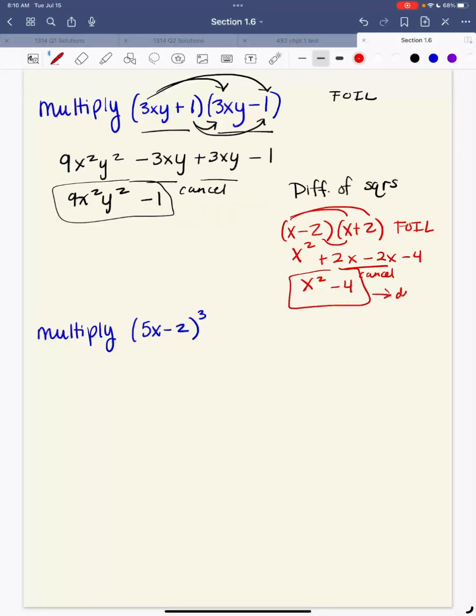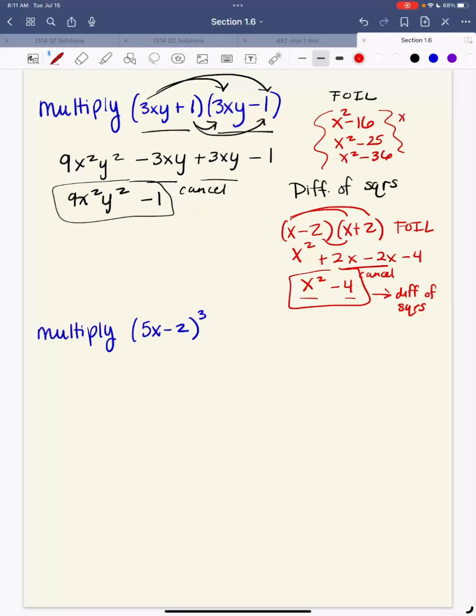This is called a difference of squares because I am subtracting two perfect squares. Notice that we can take the square root of x squared and get x, and we can take the square root of 4 and get 2. That is what a difference of squares is. More on difference of squares will come, but some examples you can think about in your own time are like x squared minus 16, x squared minus 25, x squared minus 36. These are all difference of squares.